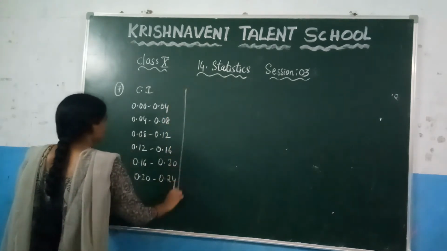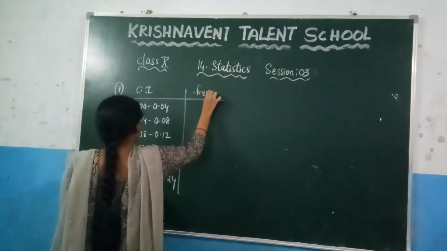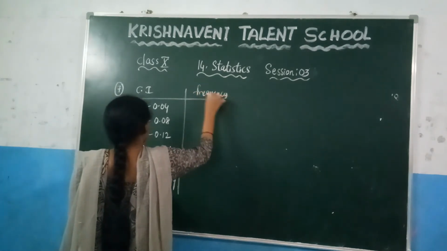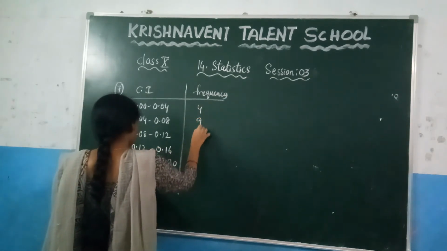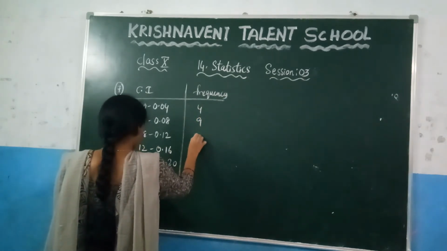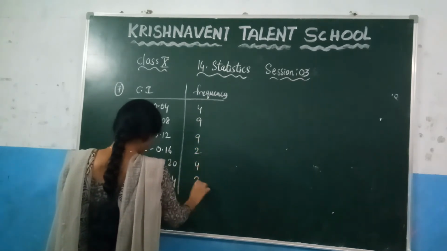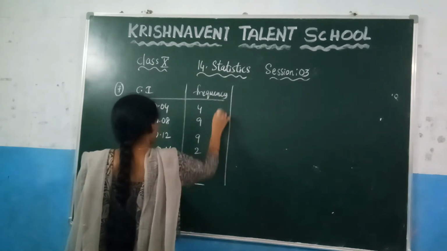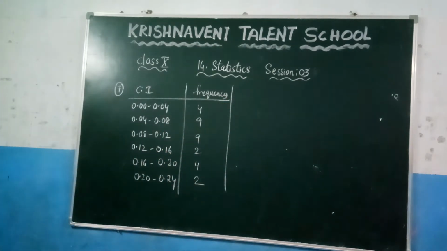These are the class intervals they have given. And what are the frequencies given here? Right, frequency. Here they have given 4, 9, and similarly 9, and after that 2, 4, 2. This is the data they have given. By using this data, you need to find the value of the mean.